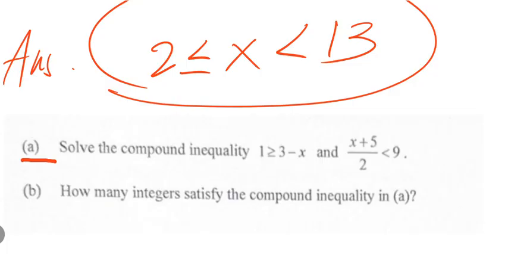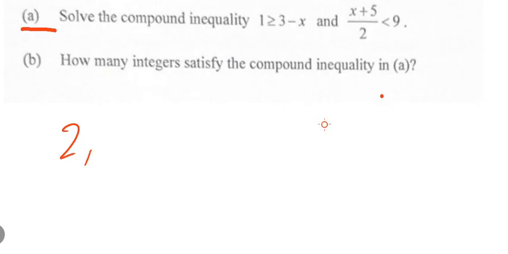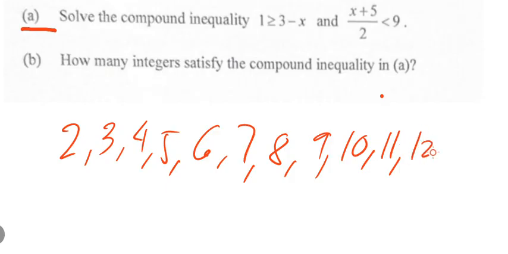Now, for this one, to find out the answer, since we're going to satisfy the numbers down here, let's write out all the numbers in between. So we know that x is less than or equal to 2, so we can start out with 2, and x is less than 13. So that's going to be 2, 3, 4, 5, 6, 7, 8, 9, 10, 11, only 12.